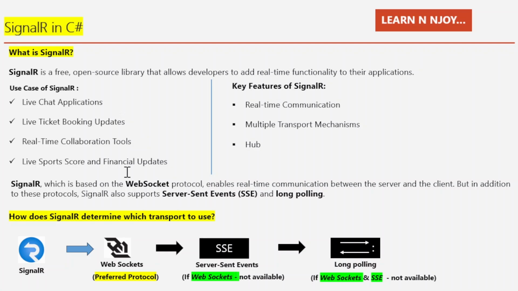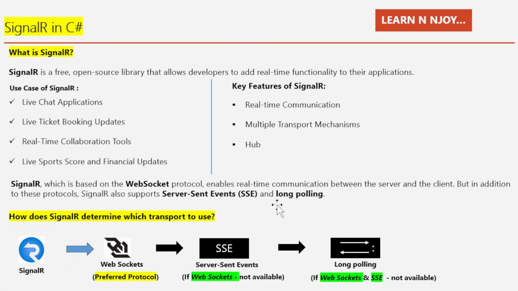Now let's talk about which protocol SignalR is based on. SignalR is based on the WebSocket protocol, which enables real-time communication between the server and the client. But in addition to this protocol, SignalR also supports server-sent events, that is SSE, and long polling. Okay, let's quickly talk about what WebSocket, server-sent events, that is SSE, and long polling are.